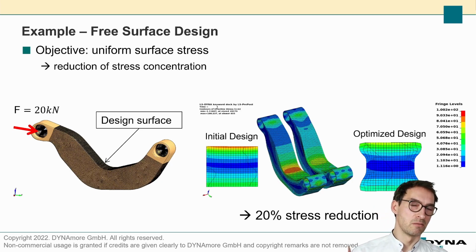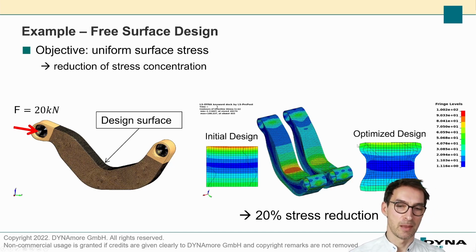So LS-TaSC will remove and add material. And then at the end of the day, this is my optimal design. So it will add material in this area and take away material here, because you have low stresses here. So we take away the material, we add material here, and then at the end of the day, we find this cross-section area. And overall, we find a 20% stress reduction for this particular example.